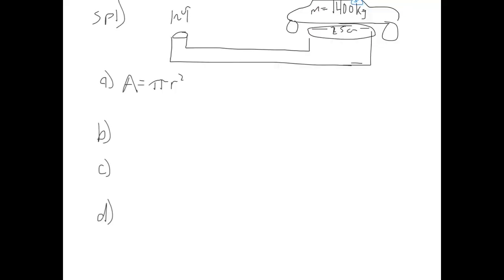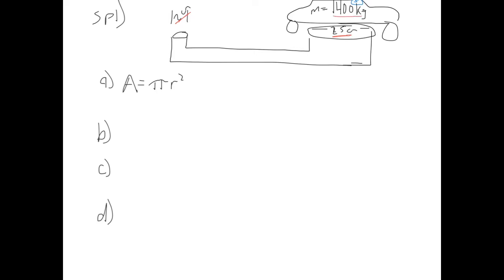All right, finally, synthesis problem number 1. Synthesis problem 1 says we have an input piston on a hydraulic jack with a diameter of 2 centimeters. It's a little hard to read, but this says 2 centimeters. And we have a load piston on the other side with a diameter of 25 centimeters. The jack is being used to lift a car, and the car has a mass of 1,400 kilograms. And we have 4 parts, A, B, C, and D.